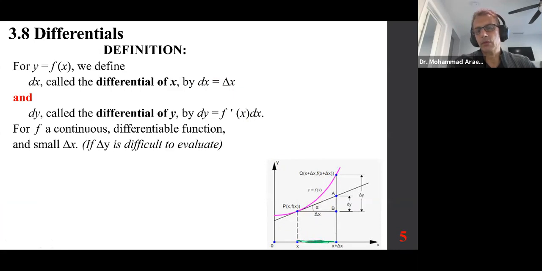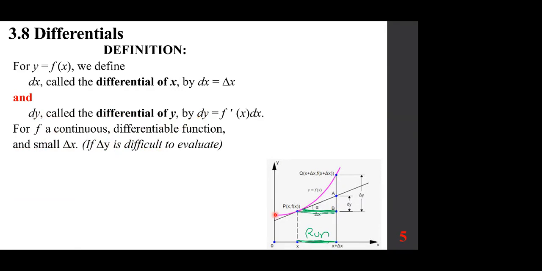This distance, which is the same as this distance, delta x. In other words, as we move from x to x plus delta x, it covers the distance of delta x along the x-axis. Now, we have a dy, which is called the differential of y, and it's equal to f prime of x dx. For a continuous, differentiable function, for small delta x, delta y may be difficult to evaluate. We approximate it with dy. So what is delta y? What is dy? As far as the graph is concerned, take a look at this curve, everybody.